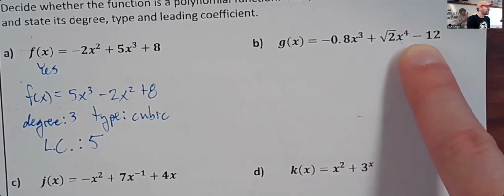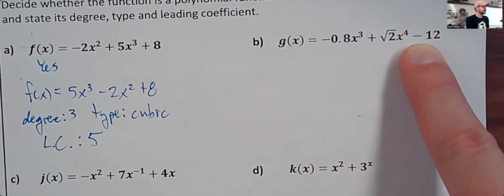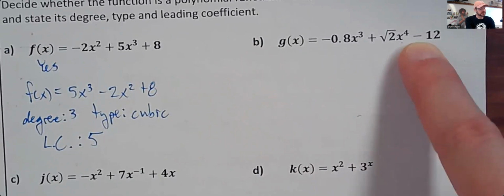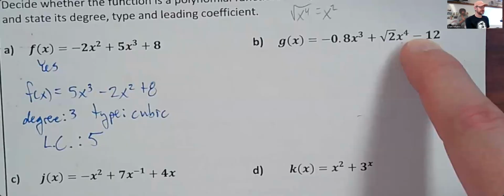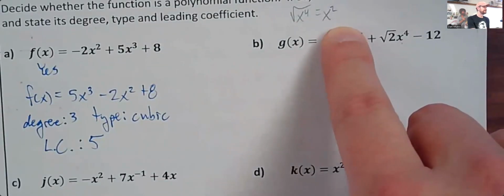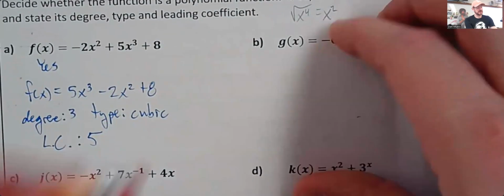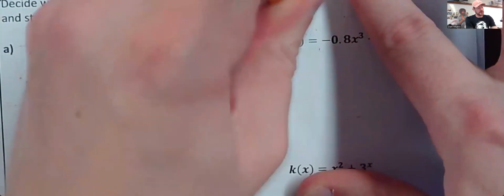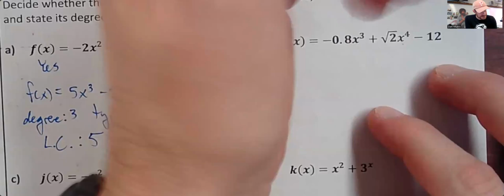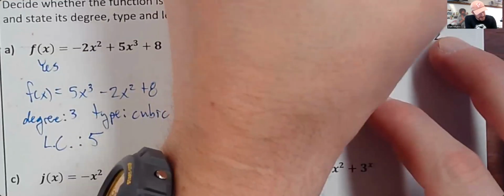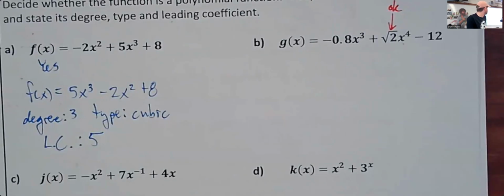And by the way, even if it was, this would still be a polynomial. Because the square root of x to the 4th power is equal to x squared. So it does simplify to that. But even still, this is okay. A number under a square root is fine. A variable under a square root is not.